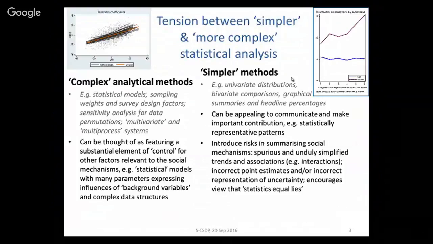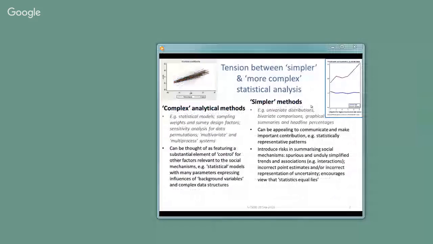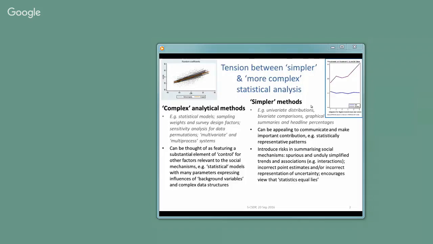Make the methods more complicated in order that, in one way or another, they can take account of, or fairly reflect, the genuine complexity of the social process that they're looking at. So very often, that's the theme.